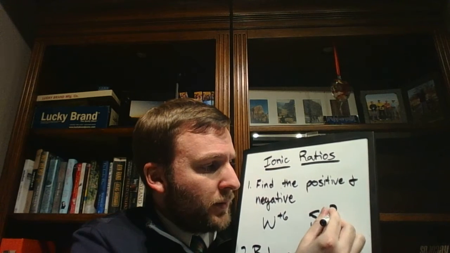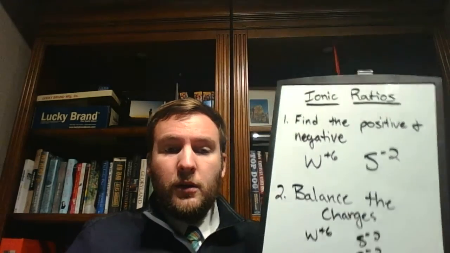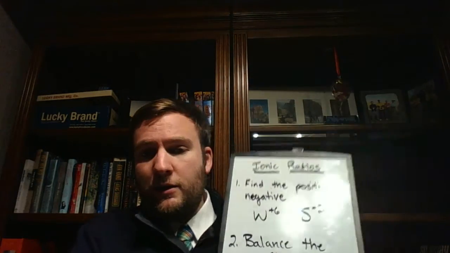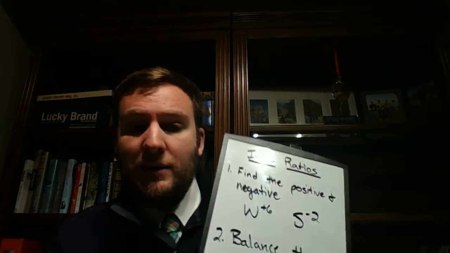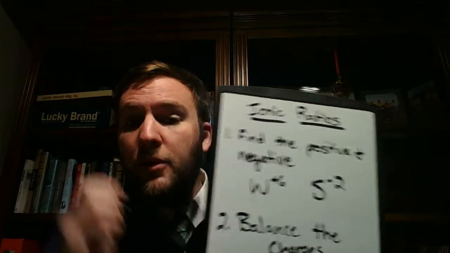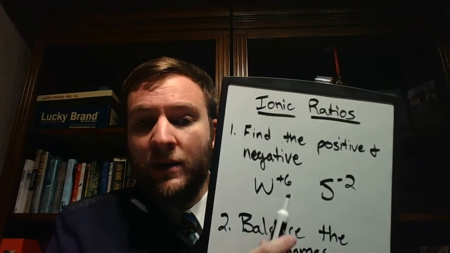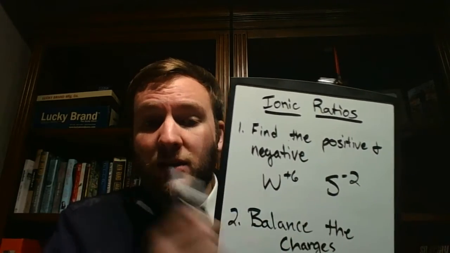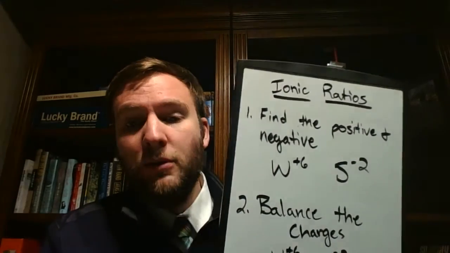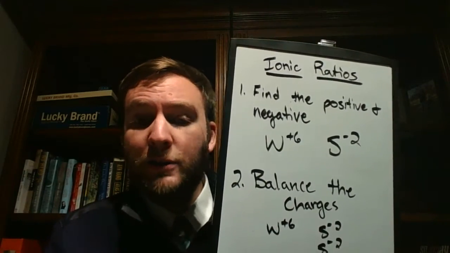Okay, so it's a positive 6 there. Now, here's how I'm going to balance my charges. I'm going to make it so that I still have a positive and a negative, but the numbers are the same. So if I have a positive 6 on this side, I want to make this a minus 6 so that they cancel each other out. Now the way I'm going to do that is I'm going to add to each side till it's balanced.